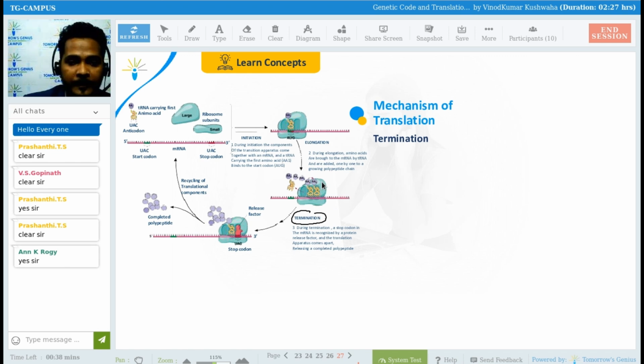Yes, you all there? Sasidharan, Prasanthi, Kirtini.